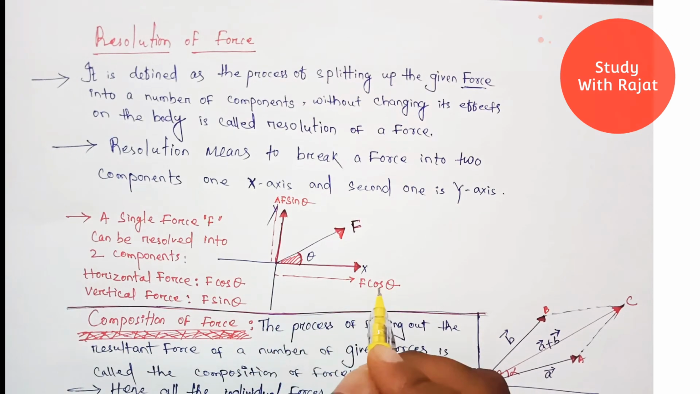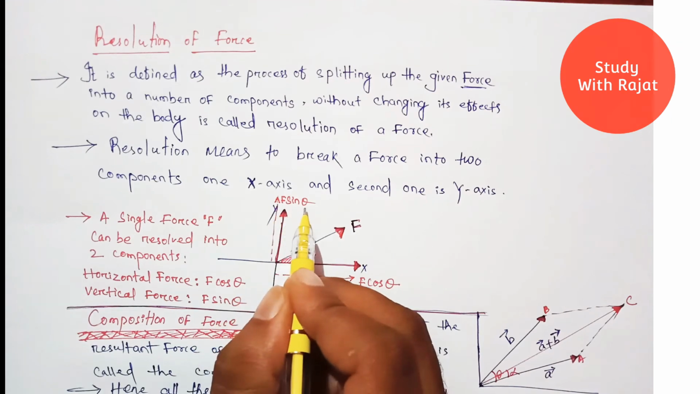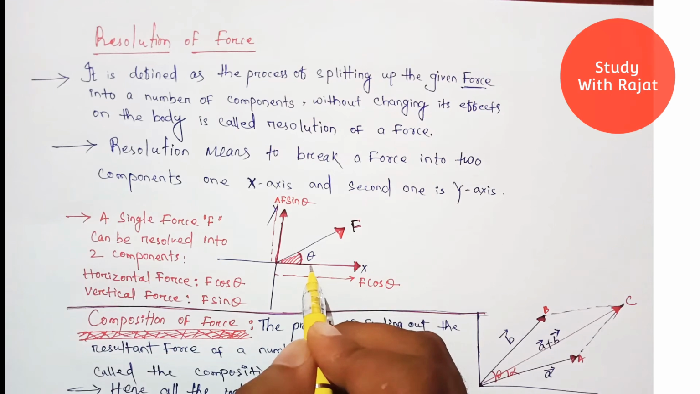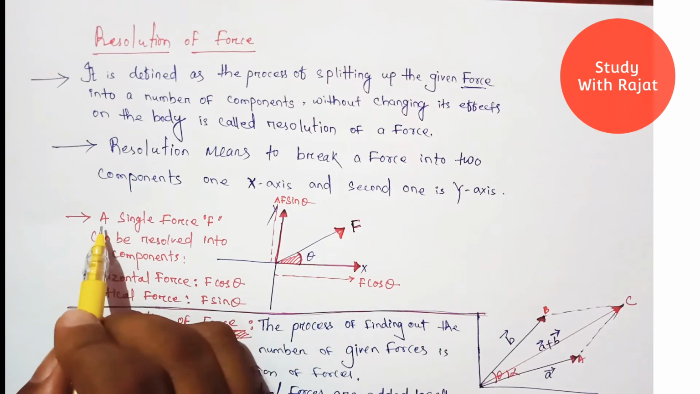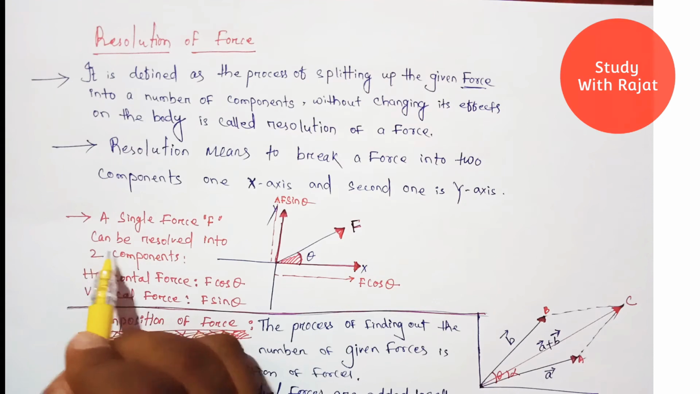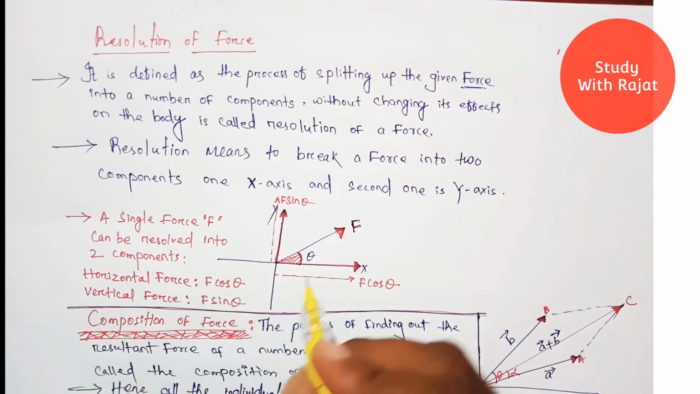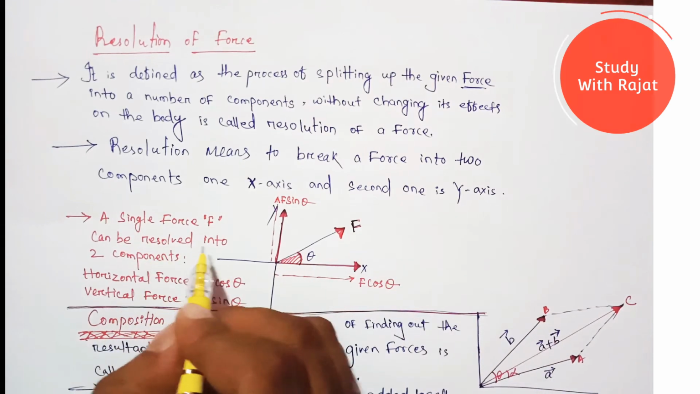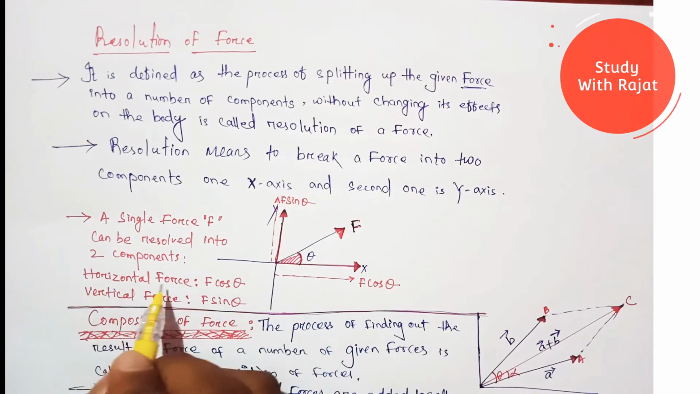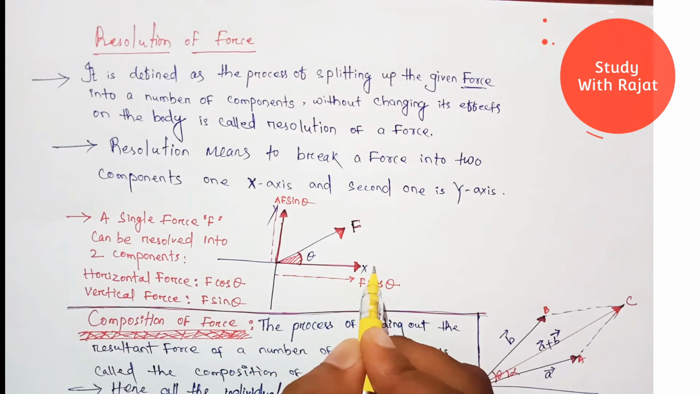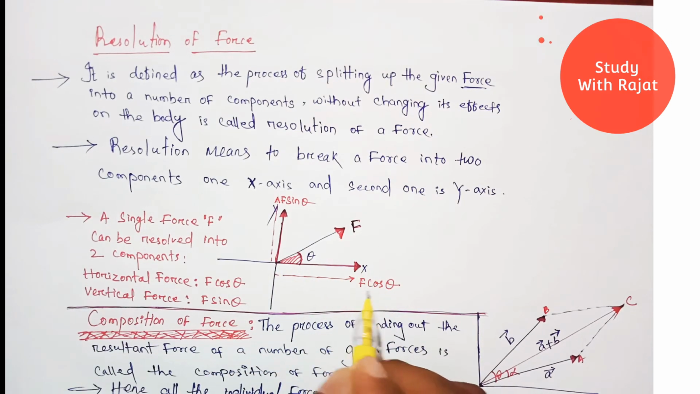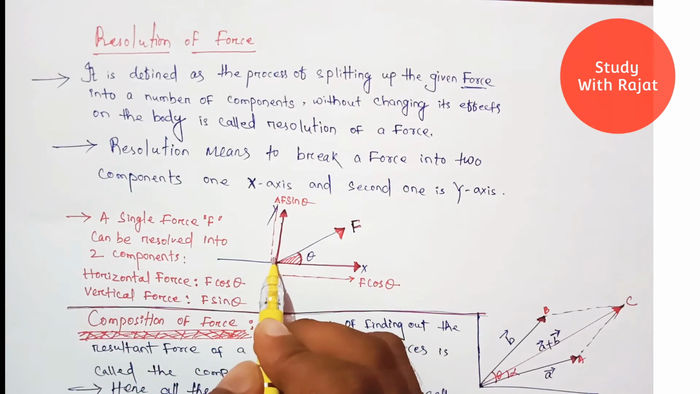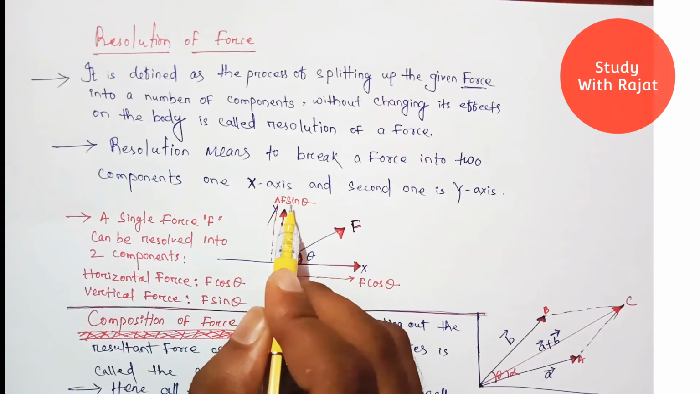So here you can see F cos theta and F sin theta, which are the two components of this force F with angle theta. We can say a single force F can be resolved into two components. The horizontal force, meaning the x direction, is the horizontal component, which is F cos theta, and the vertical force is the vertical component, which is F sin theta.